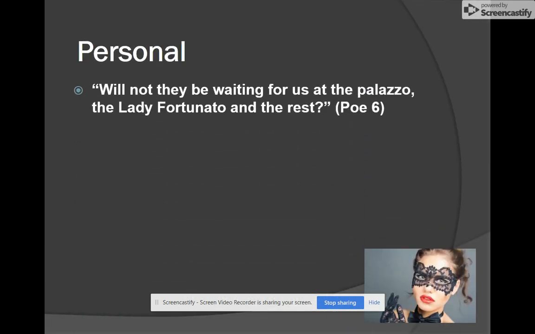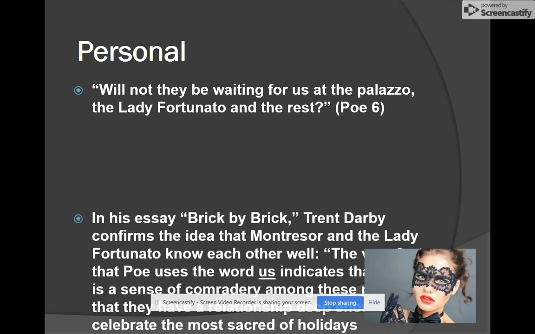There is another aspect to this personal aspect. And I kind of just went over some of this, but Fortunato says towards the end of the short story, "Will not they be waiting for us at the Palazzo, the Lady Fortunato and the rest?"